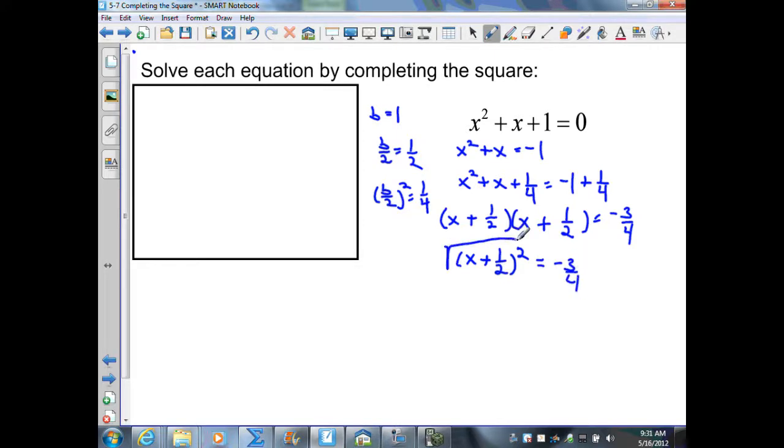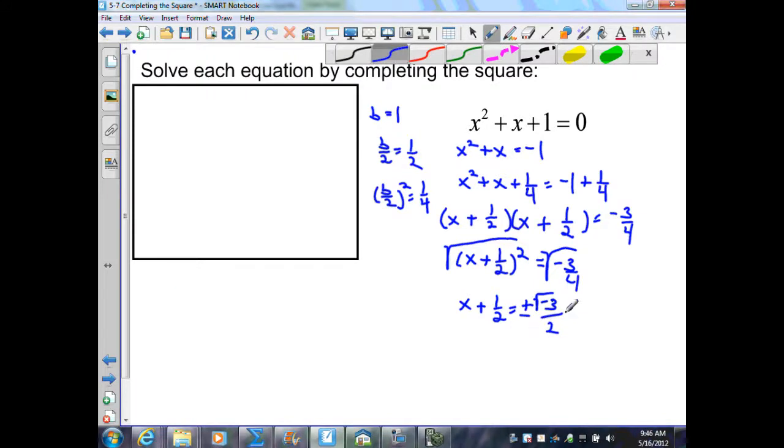Take the square root of both sides. Gives me x plus 1/2 equals plus or minus the square root of the negative 3 over the square root of 4, which we know is 2. And from previous sections, I know I can rewrite that as plus or minus. We know that the square root of a negative 3 can be broken into the product of factors of the square root of a negative 1 times 3. The square root of a negative 1 is i. Square root of 3 over 2. So we know this is an imaginary number.